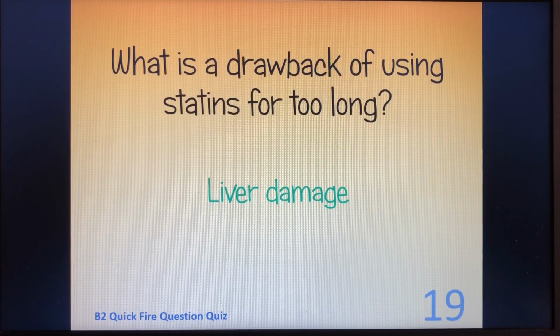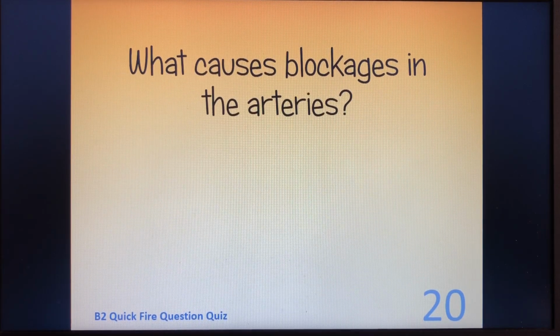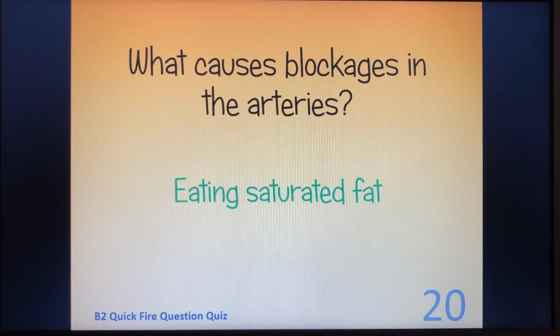Okay, moving on to question 20. What causes blockages in the arteries? All these questions seem to be quite linked. So what causes blockages in the arteries? And the answer is, there's two answers here, those saturated fats that I talked about very shortly ago, and smoking. Okay, so they cause blockages in the arteries. Saturated fat comes from animal fat, the fat on bacon, butter, any meat, or the fat on that meat.